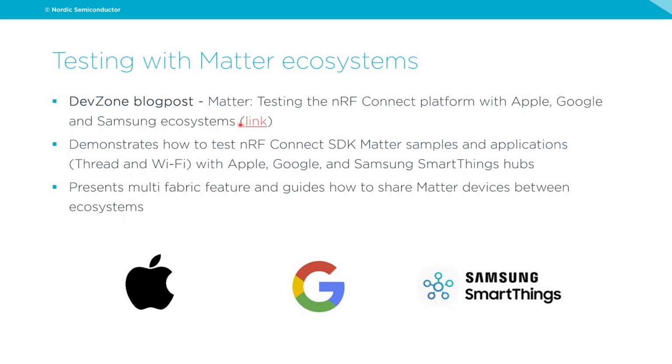This blog post demonstrates how you can test the nRF Connect SDK Matter samples, both for Matter over Thread as well as Matter over Wi-Fi. So you can take those samples with the Nordic kits and test them with the Apple, Google, and Samsung SmartThings hubs, which connect to their own ecosystems. And it is the Matter multi-fabric feature that enables that. The blog post discusses this feature and guides you on how to share Matter devices between ecosystems. So if you're developing Matter products or you're interested in Matter, this is a really interesting read.